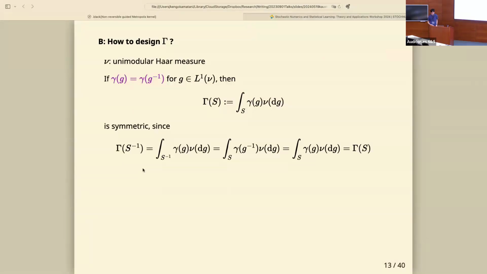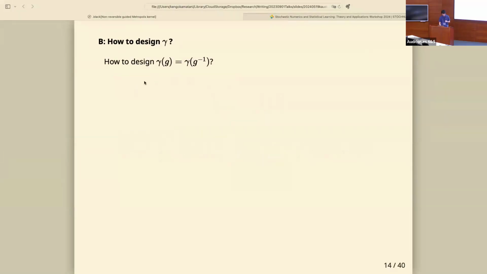So it's easy. What we want to do is find a nice function with these properties. But we want to go one step further. So how do we design these functions? There are several ways to do this, but in this talk, we consider the following construction. So how to design this symmetric function?